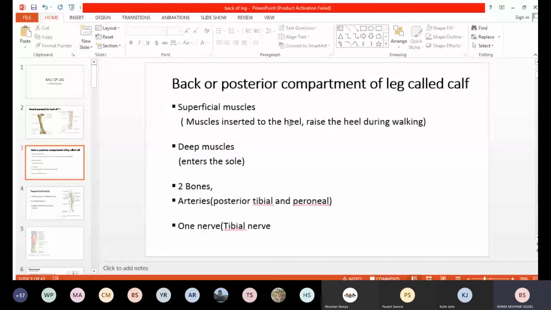they are inserted. Along with that, there are bones, two bones we have already discussed, that is the tibia and the fibula in the back, that is the leg bones, and arteries, that is the posterior tibial artery, whose another branch is the peroneal artery. So these two arteries are the main arteries to supply the posterior compartment of the leg, and nerve, only one nerve, that is the tibial nerve and its branches. Okay, these are the structures present in the posterior compartment of the leg.